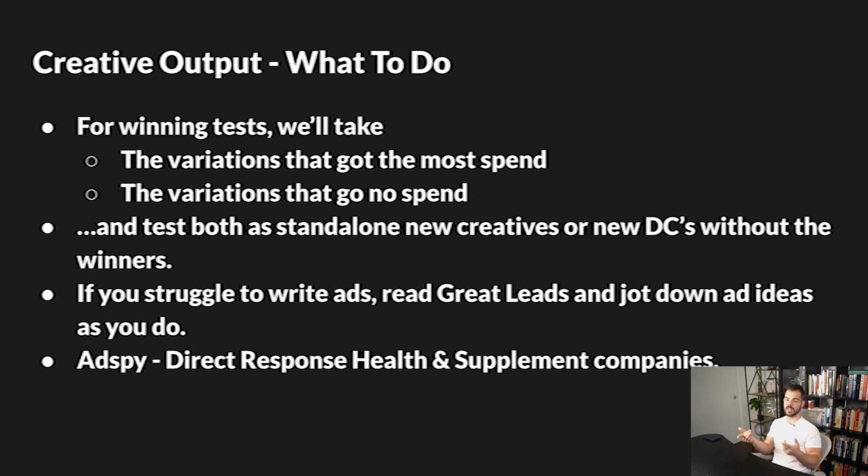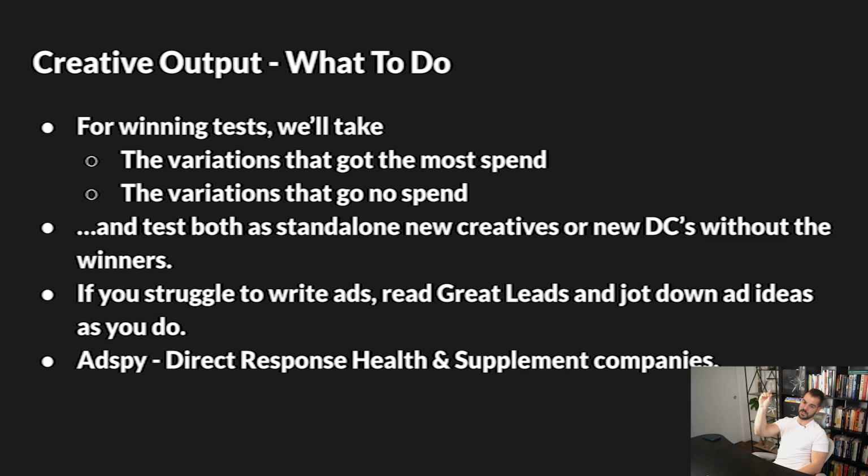Okay. Now for the winning test, what we do is the variations that got the most spend, we'll duplicate and scale those. And the variations that got no spend, we'll split those out as well. So for instance, in dynamic creative, what's going to happen is you're going to open up what's called the breakdowns tab, and you're going to see like, okay, these 2 combinations is what's getting 80% of the spend and driving 80% of the conversions. You can split that out and now test a standalone ad of just that, right? That's going to be a new test.